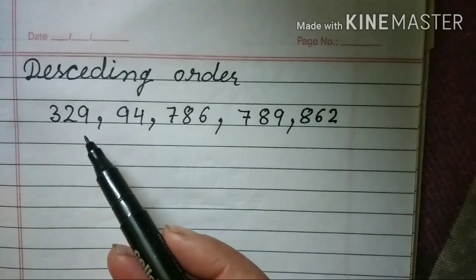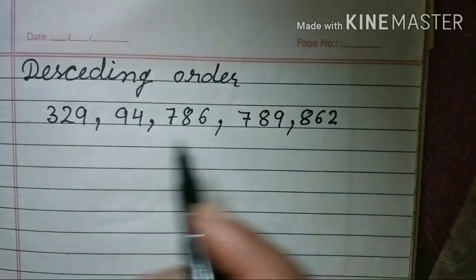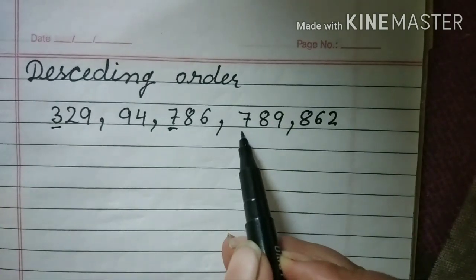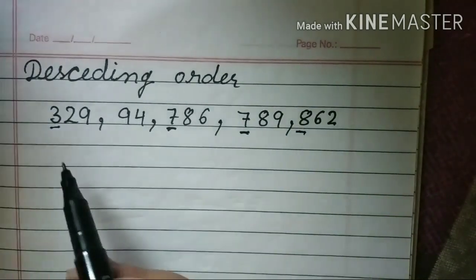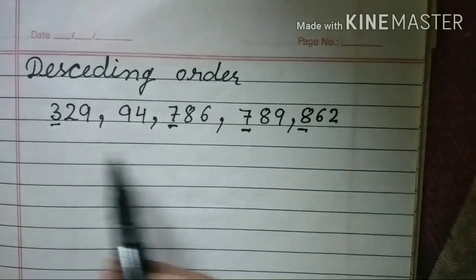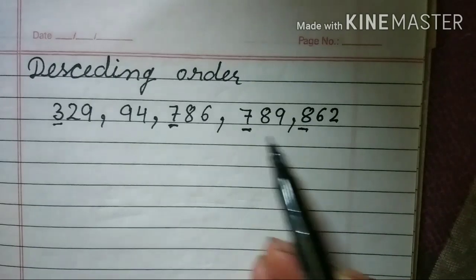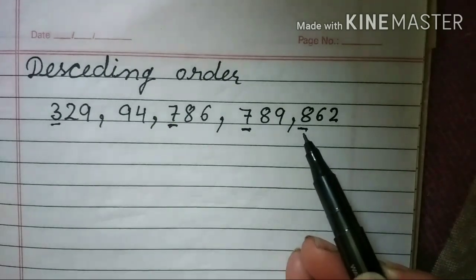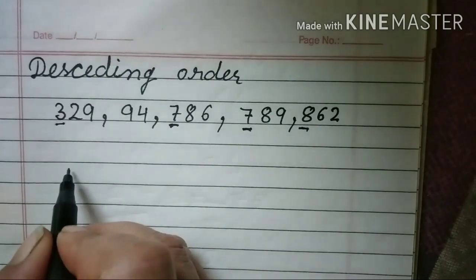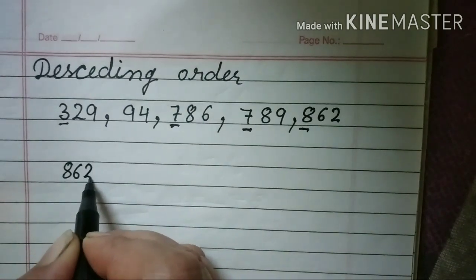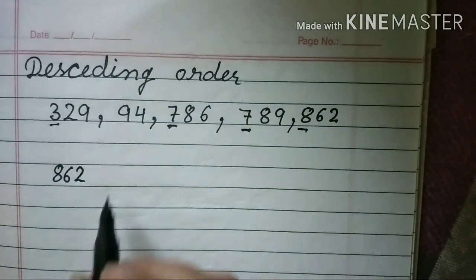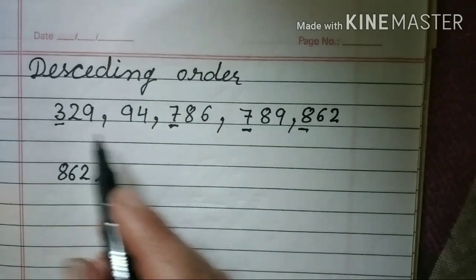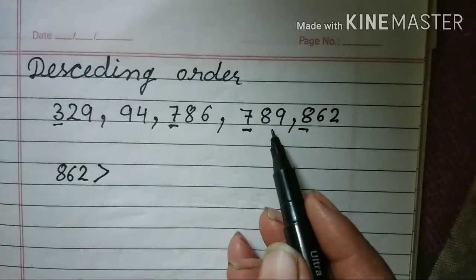Now we have 329. First of all, we will check the hundreds place digits. Here we have 3 at the hundreds place. Here we have 7 again, and here we have 8. So which digit is greatest here? 3, 7, 7 or 8? 8 is the greatest digit here. So 862 is the greatest number. In descending order, first of all we will write the greatest number and then we will put the sign of greater than. Now we have 329, 786 and 789.